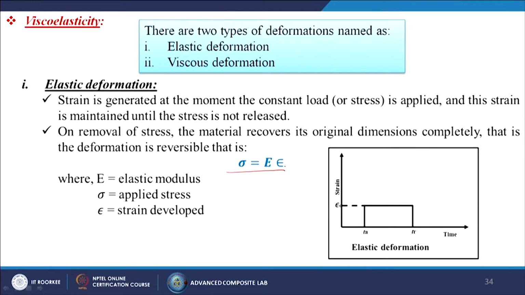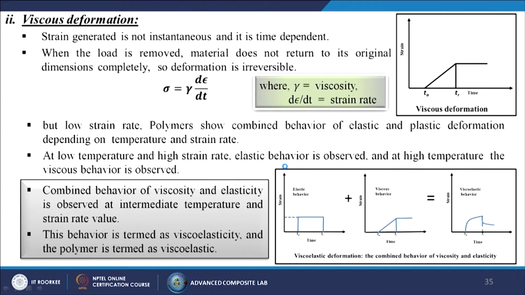Sigma is equal to E epsilon, where E is the elastic modulus, sigma is the applied stress, and epsilon is the strain developed. Then we are going to discuss viscous deformation. So, strain generated is not instantaneous and it is time dependent. When the load is removed, material does not return to its original dimensions completely. So, there will be a little bit of strain remaining in the material. So, deformation is irreversible. Generally sigma is equal to gamma into d epsilon by dt, where gamma is the viscosity and d epsilon by dt is the strain rate.